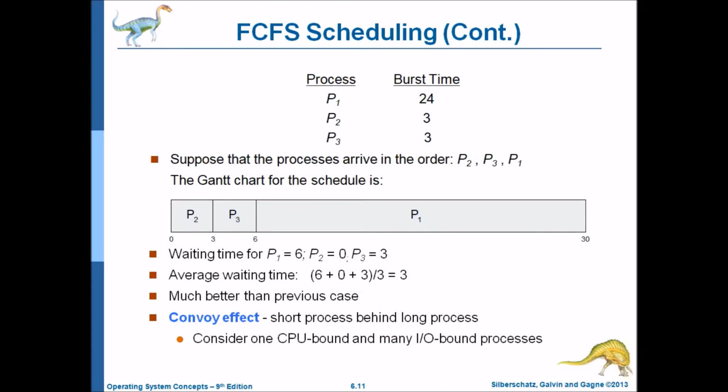And the short processes are behind longer processes. So consider one CPU bound and many other I/O bound processes. This produces the convoy effect. Like the previous case, when P1 is on top of the first-come-first-served order, ahead of P2 and P3, it hogs the CPU, and then later.